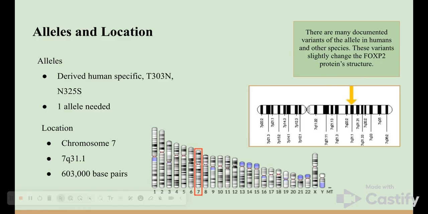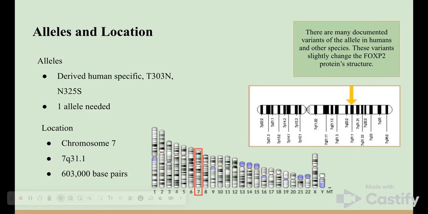For transmission of the altered gene, only one altered allele is necessary to pass it down to offspring, but I will get more into that later. This gene is located on the long arm of chromosome 7, specifically within the band 7q31.1, and it has about 603,000 base pairs.